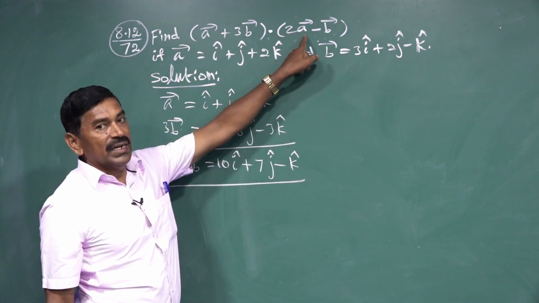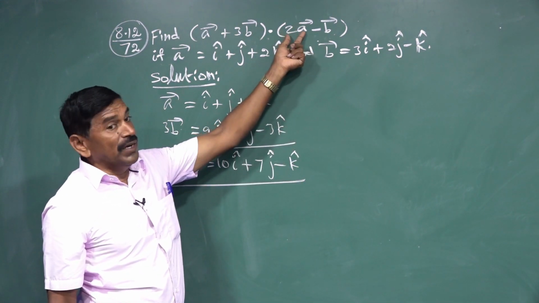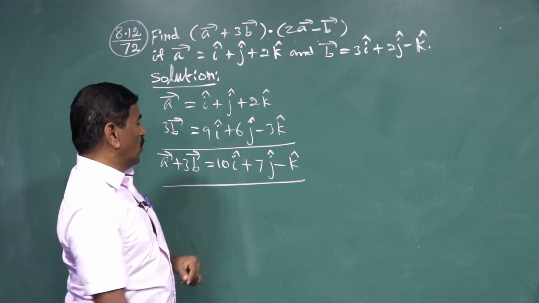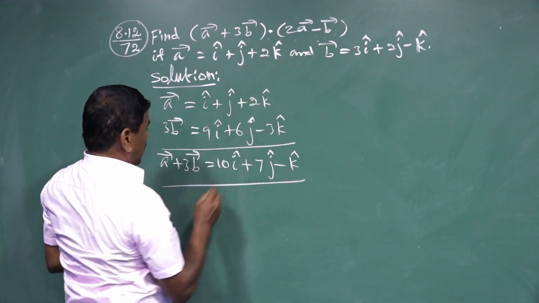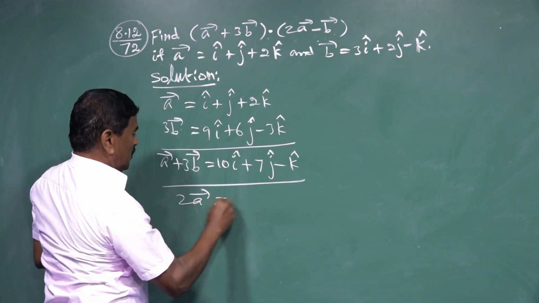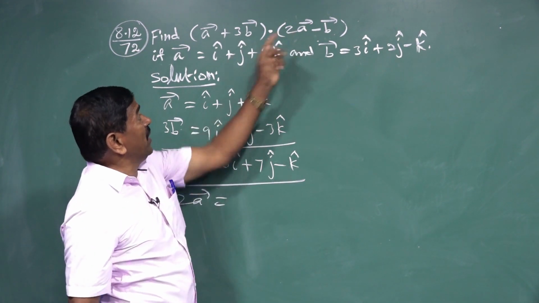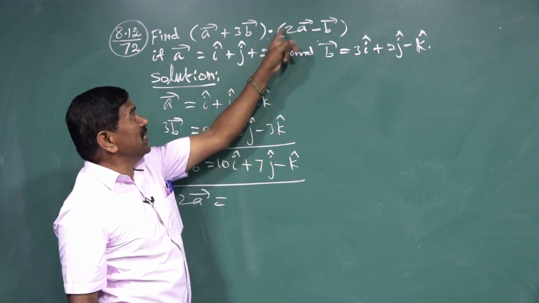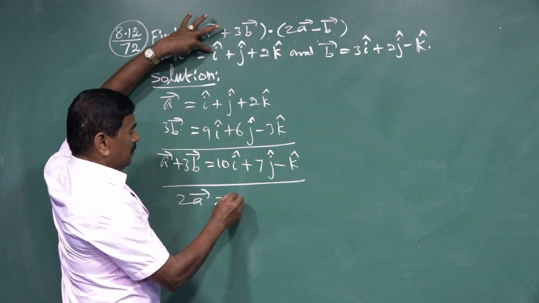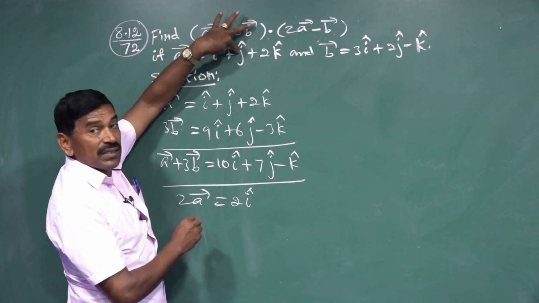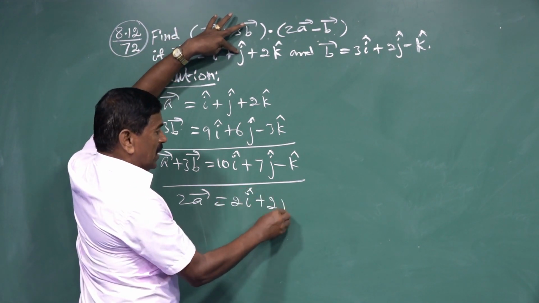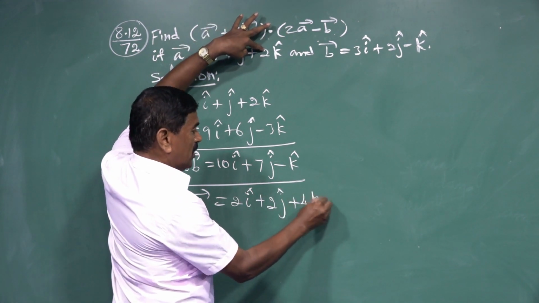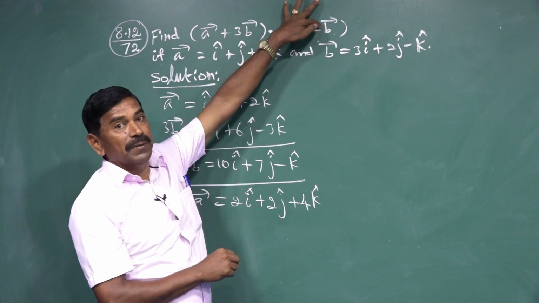Next, come to the second bracket. Similarly, first I want to find 2A vector, then minus B vector, and adding, you get the answer. First 2A vector. A vector is given, but I need 2A vector. That means multiply by 2, the second table. 2 into I, 2I. 2 into J, plus 2J. Plus 2 2s are 4, so 4K cap.